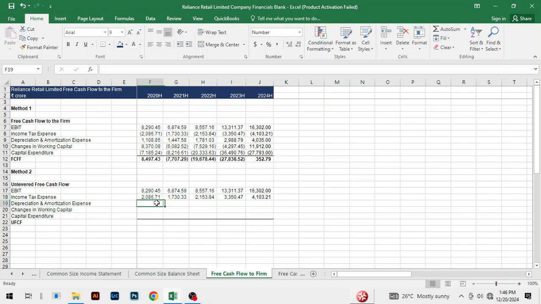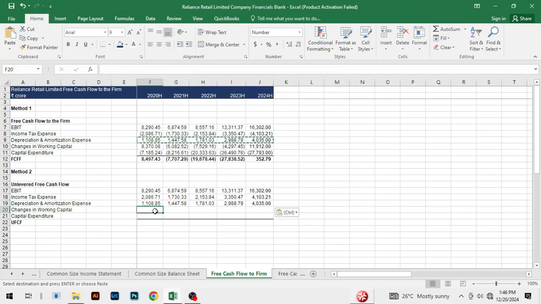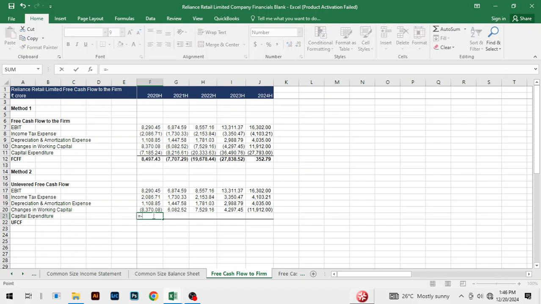So we convert the sign, and in depreciation we just take it as is, right? So we do that. So we hard code that. And then changes in working capital, we reverse the signs. So if it is positive above, it is to be negative here. And the same we do for capital expenditure, right?